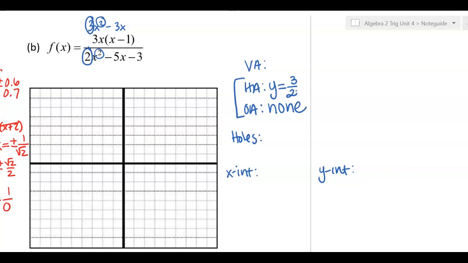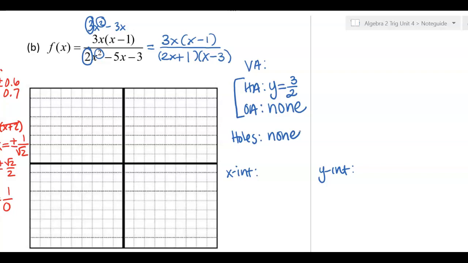Before we go on to find anything else, we want to know if the function simplifies or not. So I'm going to actually factor the denominator since it's not in factored form. And so the denominator factors like this. Notice that none of the factors cancel. There's nothing removable from this equation. So for holes, there are none.